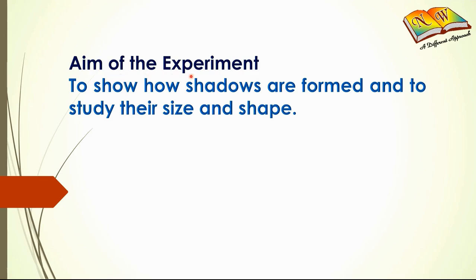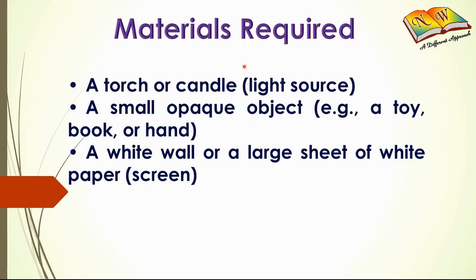The aim of this experiment is to show how shadows are formed and how the size and the shape of the shadow varies. The material required is a torch. You can also use a candle, a small opaque object. You can use any toy, a book, or even your hand, and a white wall or a large sheet of paper which will act as a screen.